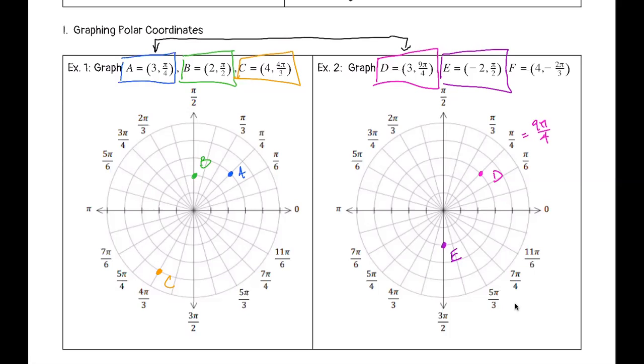All right, we've got one last point here, F. So we're going to go to negative 2 pi over 3 and then go out 4 circles. So where is negative 2 pi over 3?